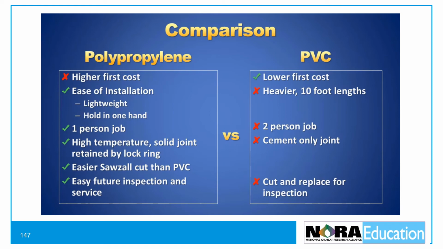Polypropylene has the security of high temperature solid joints retained by locking rings with 100 pounds holding force. PVC is cement only and each joint is subject to installation skill. Sawzall blades cut through polypropylene more quickly and easily than PVC, although both are easier to cut than stainless steel. Polypropylene has removable joints for convenient future inspection and service. PVC must be cut and replaced or spliced with couplings if any inspection or service is required.